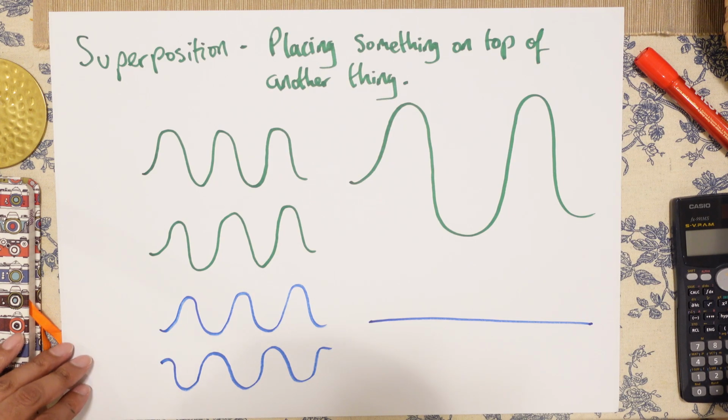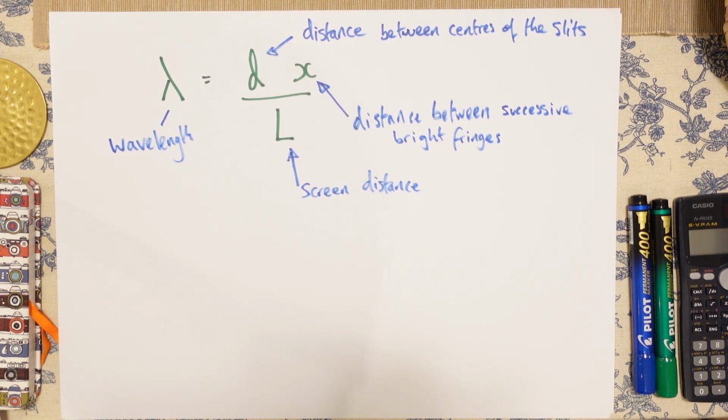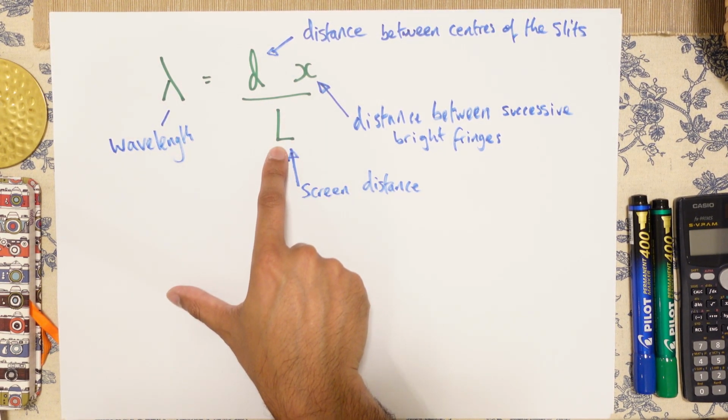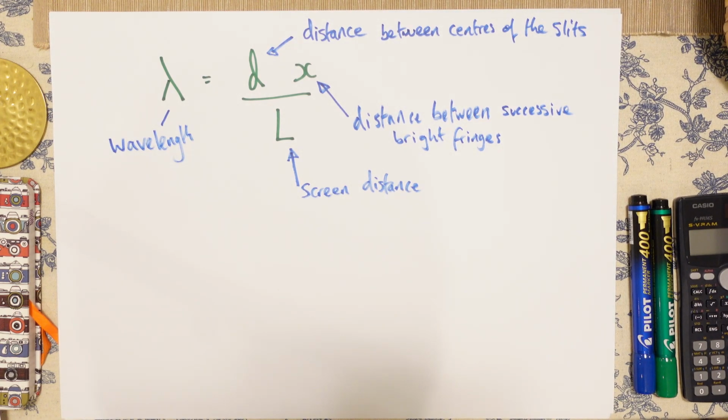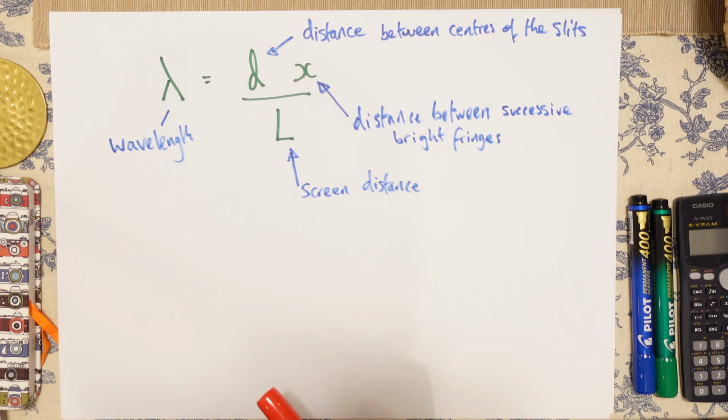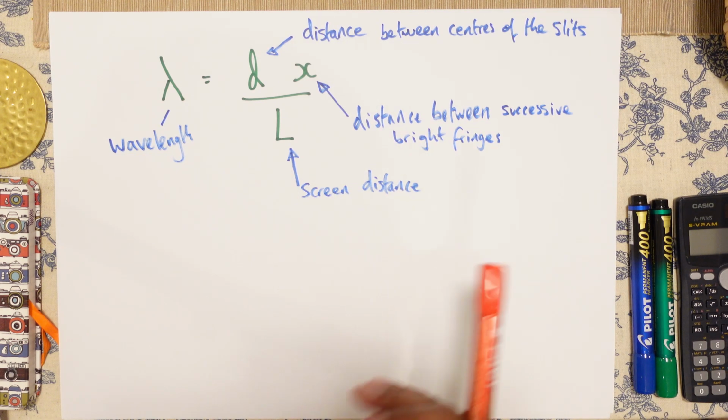Now, this also gives rise to an equation. So this is our interference equation. We've got the wavelength lambda is dx divided by L. So d is the distance between the centers of the slits, x is the distance between the successive bright fringes, and L is the screen distance from the slit.